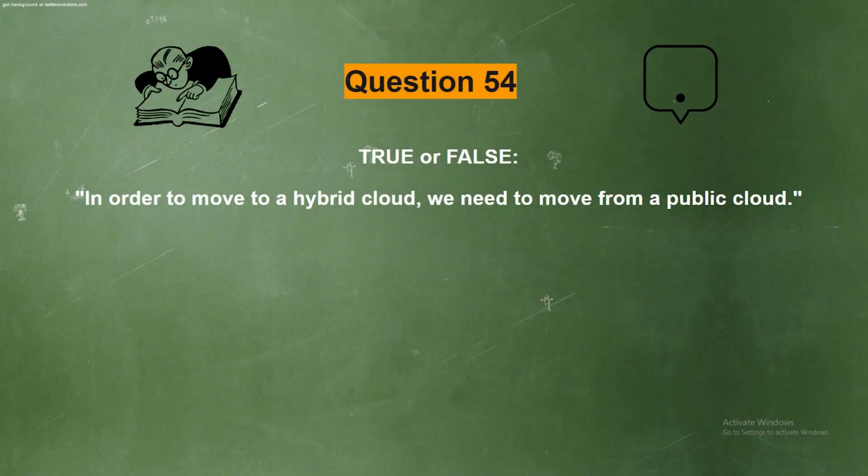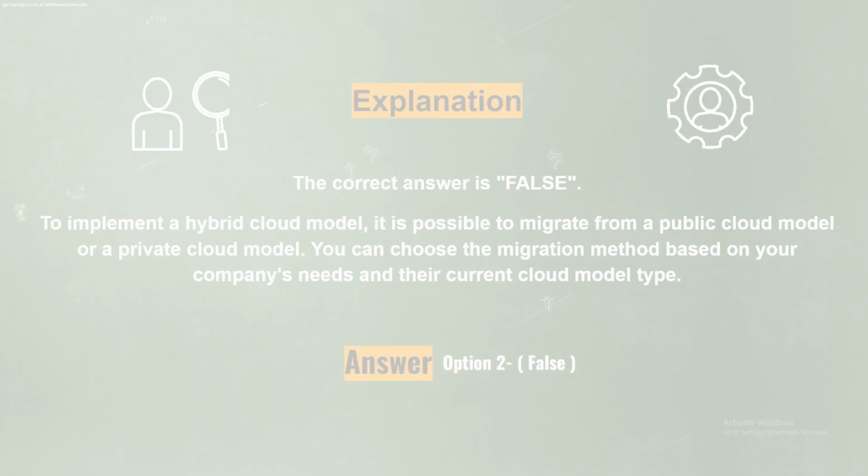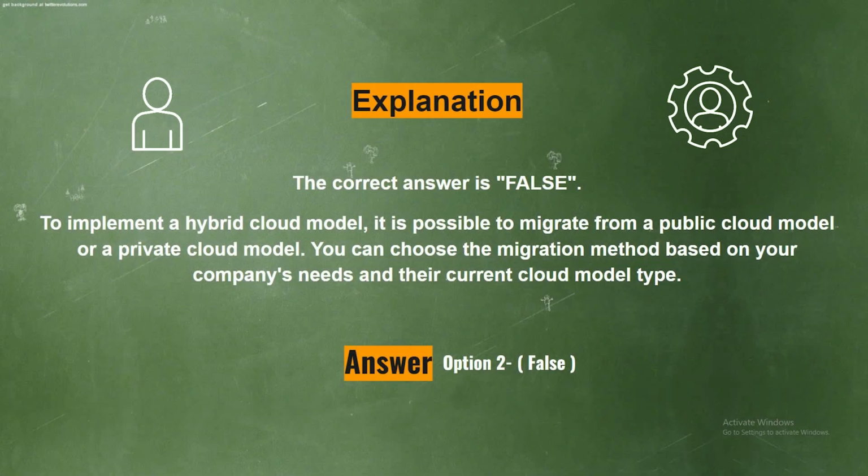Question 54. True or false? In order to move to a hybrid cloud, we need to move from a public cloud. And the options are option 1, true, option 2, false. And the correct answer is option 2, false. Explanation. The correct answer is false. To implement a hybrid cloud model, it is possible to migrate from a public cloud model or a private cloud model. You can choose the migration method based on your company's needs and the current cloud model type.